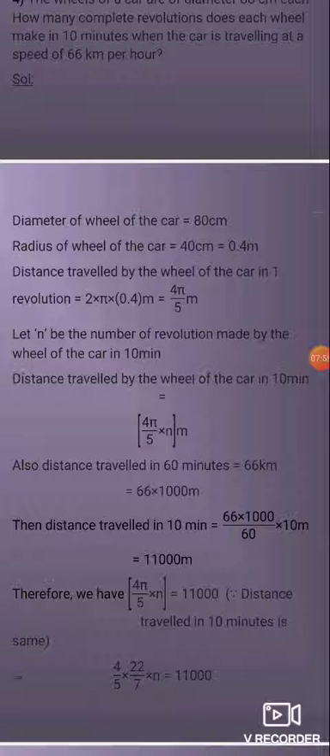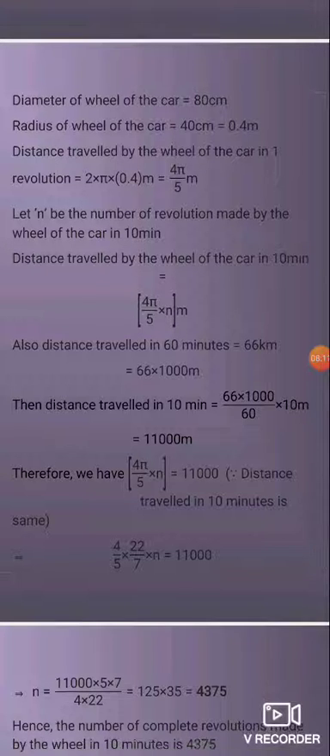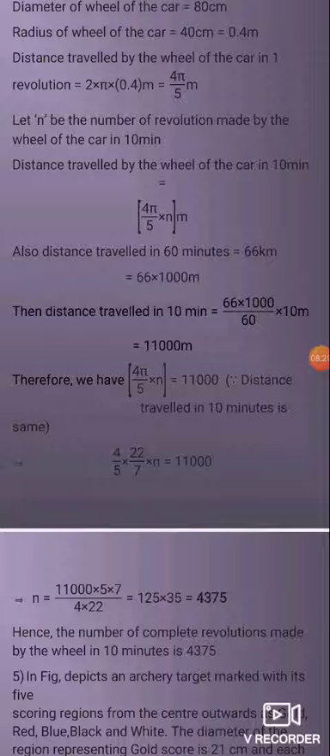Therefore 4 pi by 5 into n, that is the distance traveled by the wheel of the car in 10 minutes, is the same as 11,000. Now substitute 4 into 22 by 7 into n is equal to 11,000. Now at last n is equal to 11,000 into 5 into 7 by 4 into 22, which is 4,375, the number of revolutions. Clear? Hence the number of revolutions made by the wheel of the car in 10 minutes is equal to 4,375.